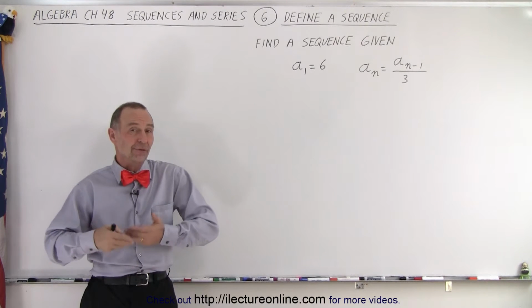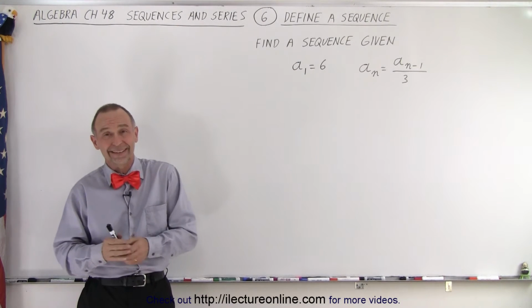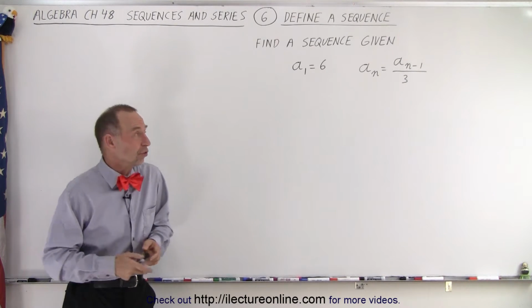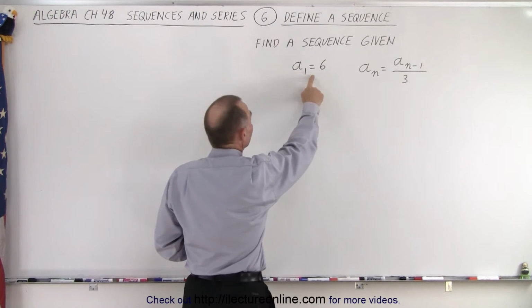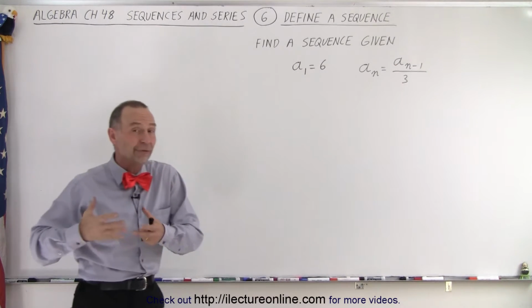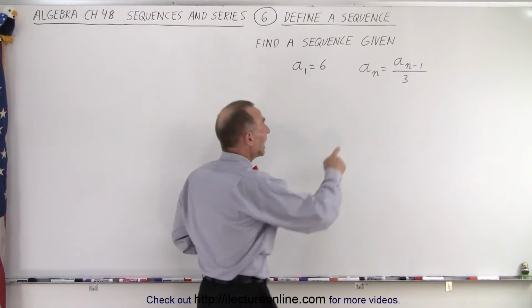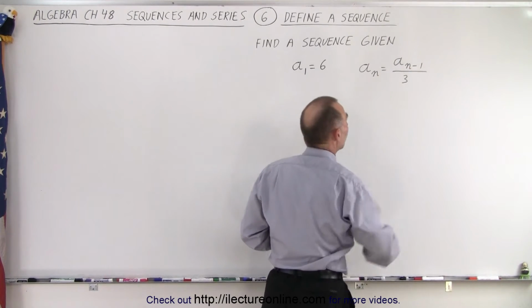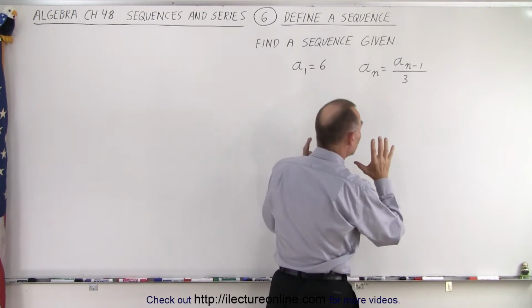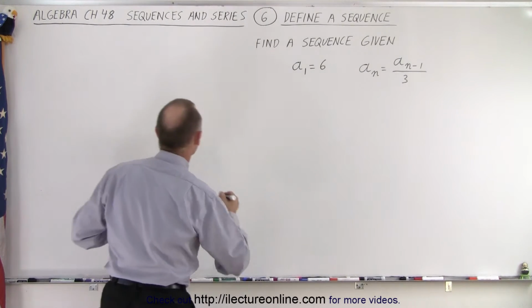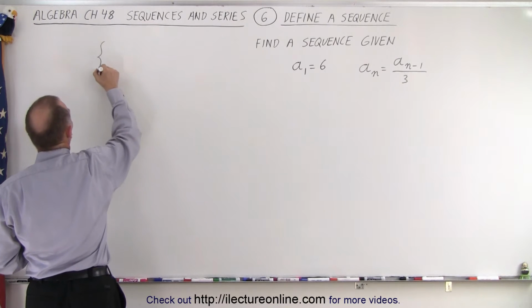What does that even mean, to define a sequence? Well, in essence, they're asking us to find a sequence, and they give us some conditions. They tell us that a sub 1 is equal to 6. A sub 1 is going to be the first term in that sequence. And then they give us a relationship between a sub n and a sub n minus 1. And so you can see that using those two pieces of information, we should be able to come up with the sequence. So first of all, we're given the first term.